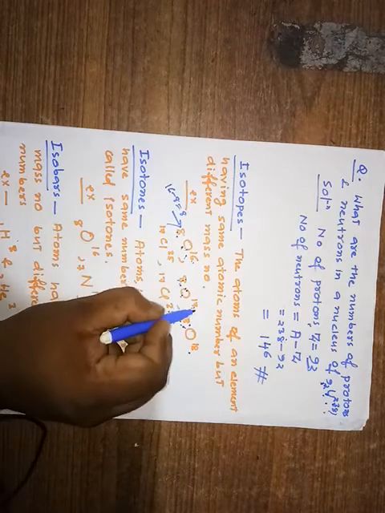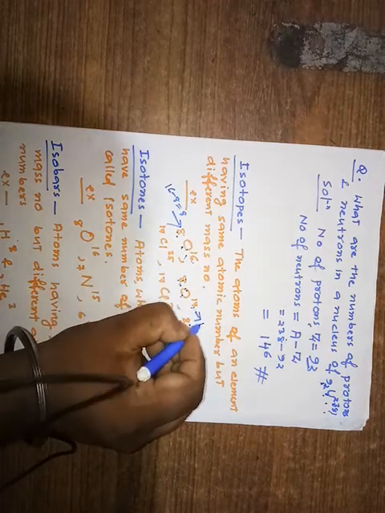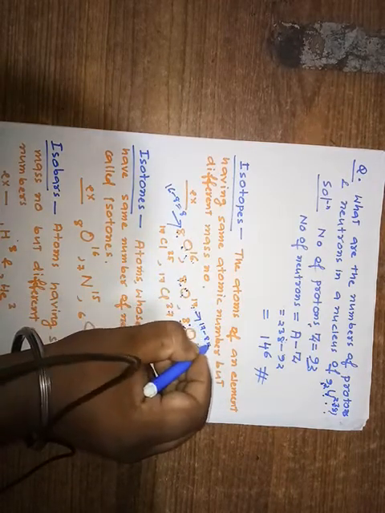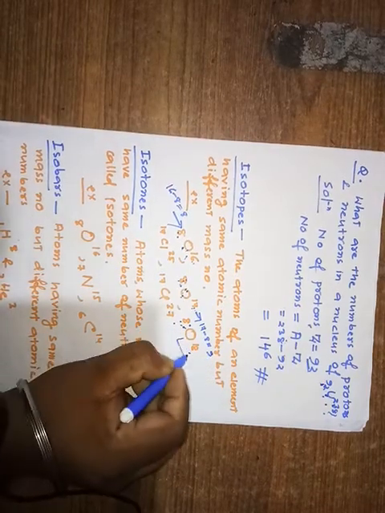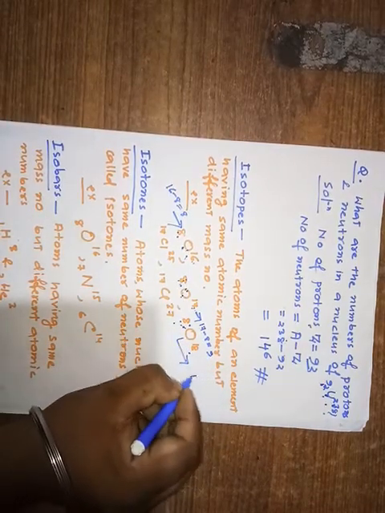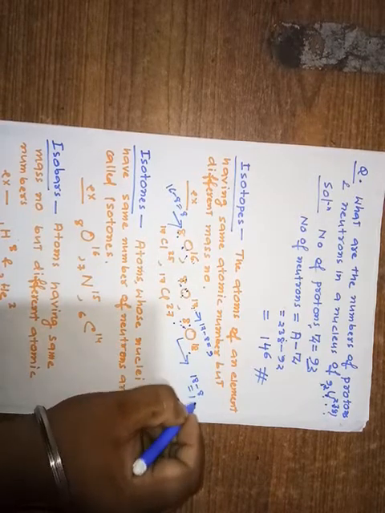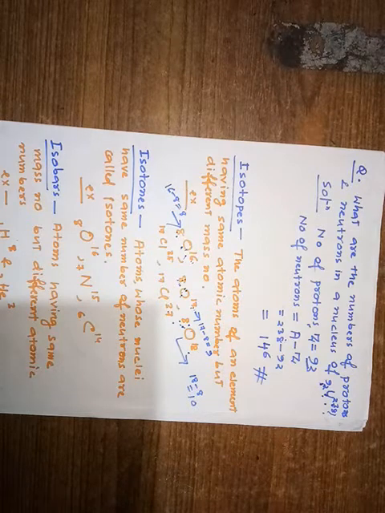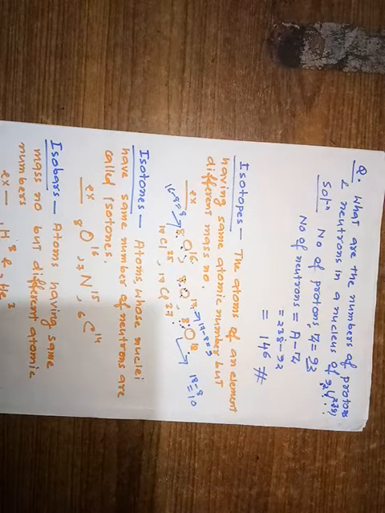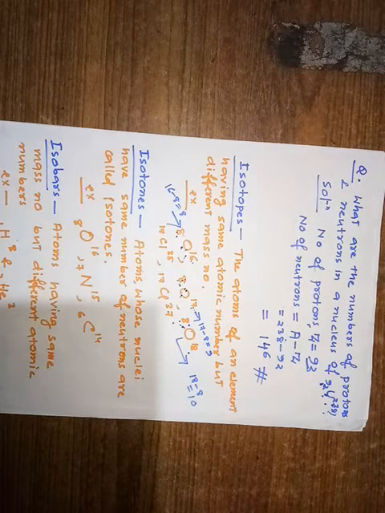For oxygen 8-17, what will be the number of neutrons? 17 minus 8 is equal to 9. For oxygen 8-18, what will be the number of neutrons? 18 minus 8 is equal to 10. That means these three isotopes, oxygen 8-16, oxygen 8-17, oxygen 8-18, have the same number of protons but a different number of neutrons. Right? So what conclusion can we get from here?